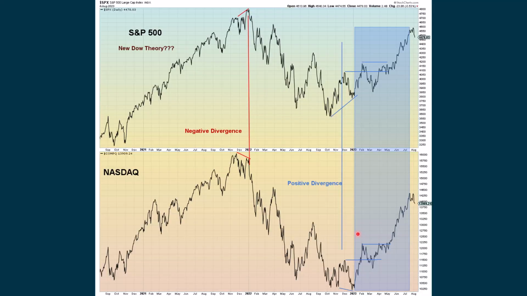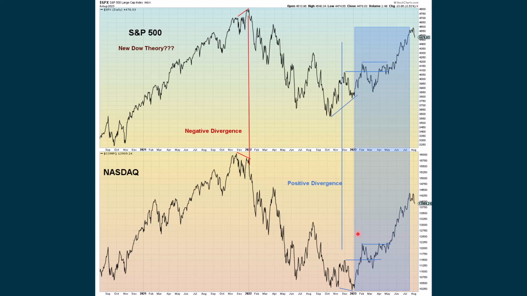We take a new type of Dow theory, where instead of looking at the Dow on top, we look at the S&P because that's a better representation of the U.S. economy. And instead of taking the transports, which at the time it was created meant the railroad stocks, they're not as influential as they used to be.